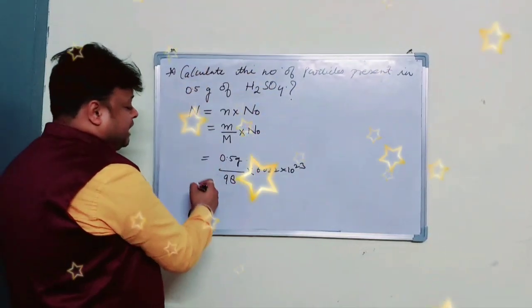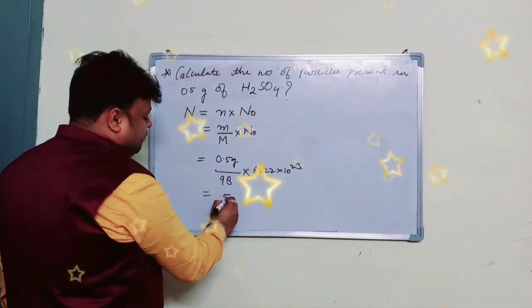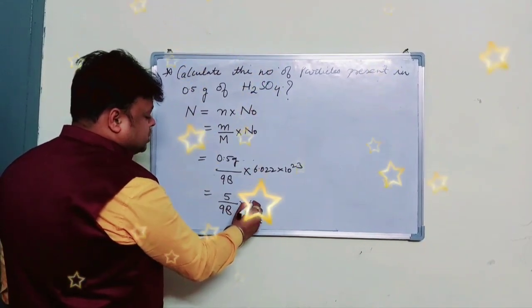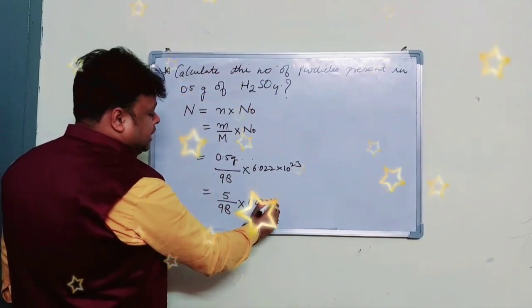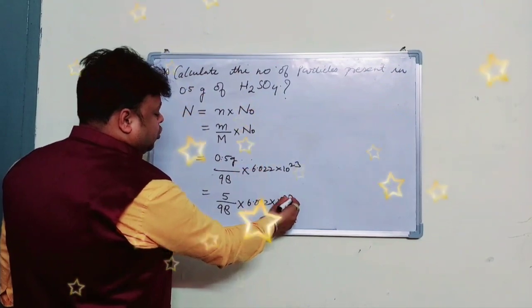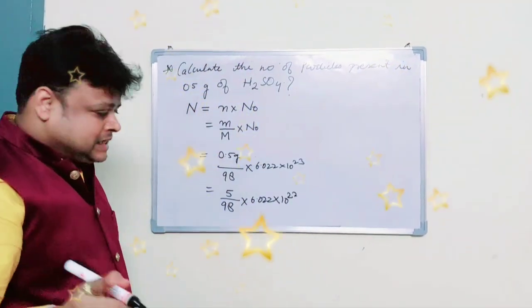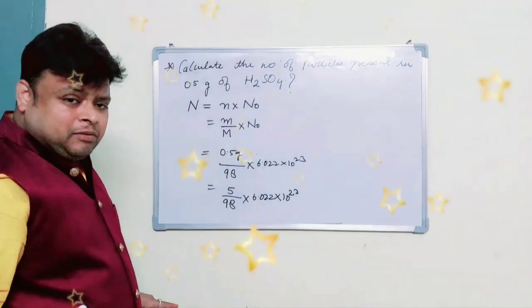Now 0.5 is given, so remove the decimal: 5 upon 98 into 6.022 into 10 की power 22. We are removing one decimal, so one power will be less. So one power less कर दिया हम लोगों ने.